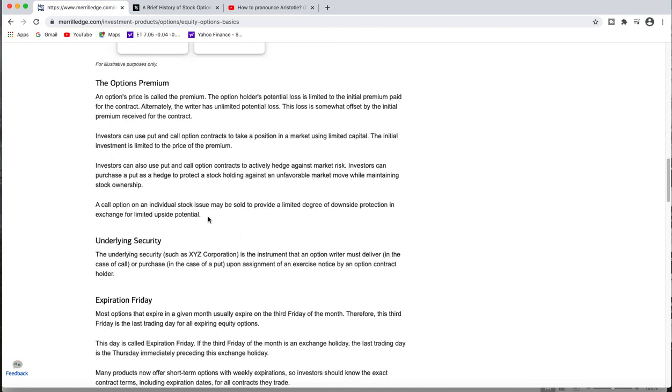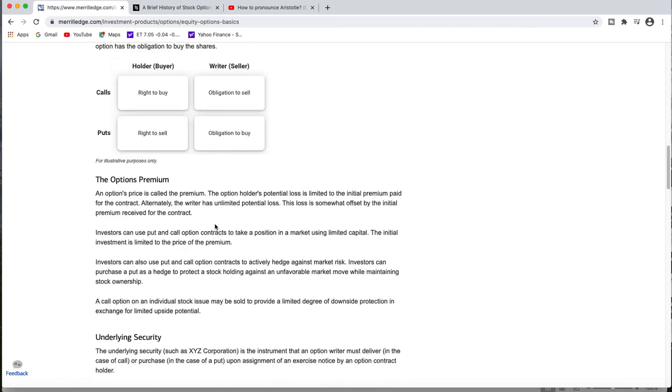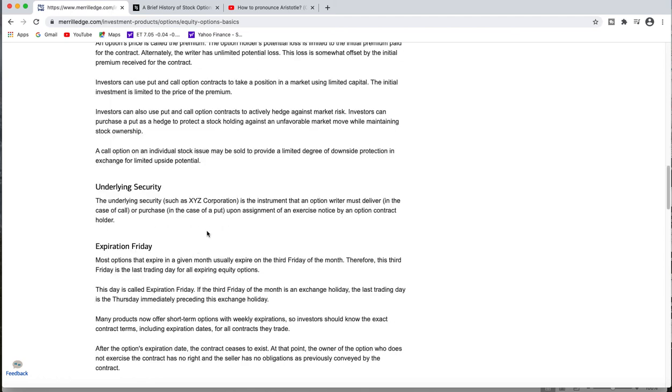All right, a call option on an individual stock issue may be sold to provide a limited degree of downside protection in exchange for limited upside potential. When you sell a call option, you have a limit to your profits. It's because you're limited to the strike price itself. And I'll show it to you in a minute here, once we go to my diagram.